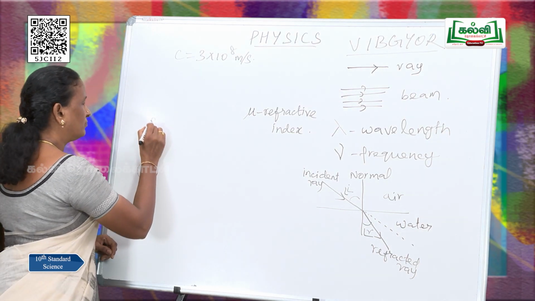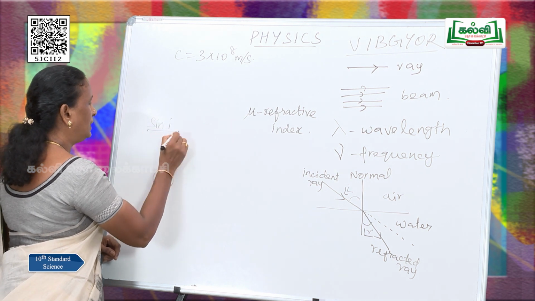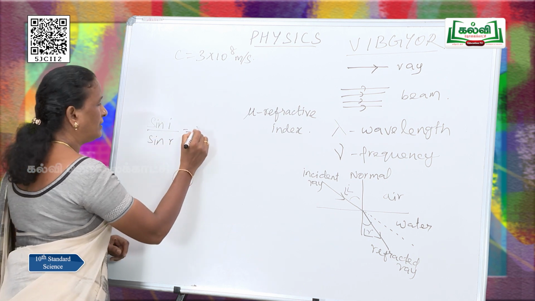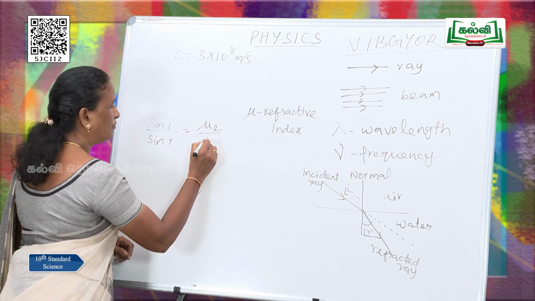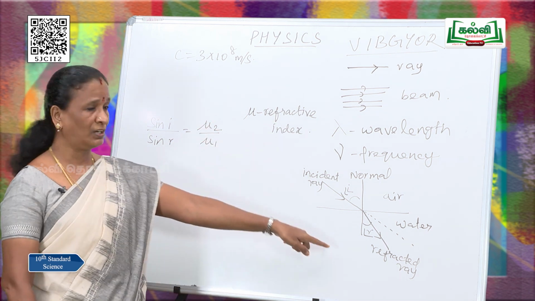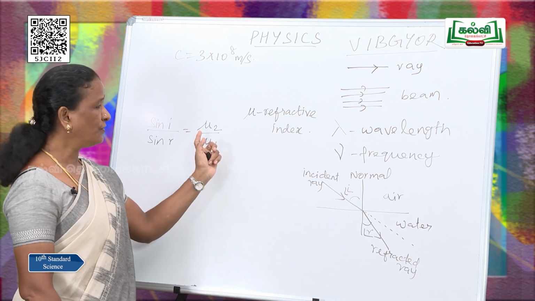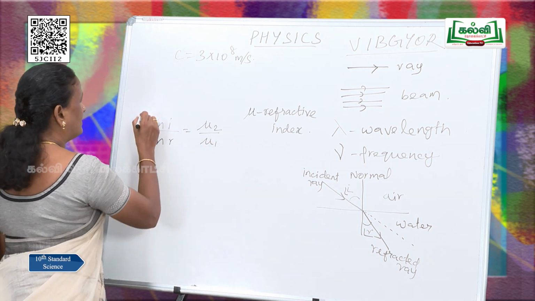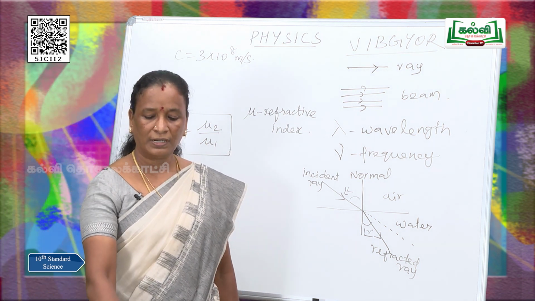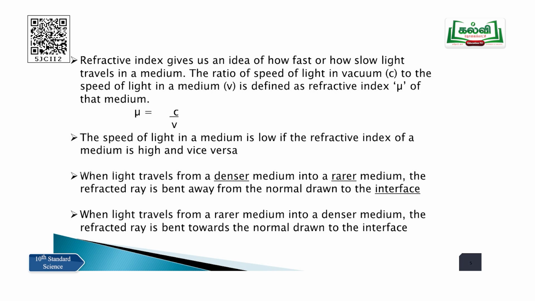Here, Snell's law. Immediately, what comes to your mind? Snell's law means sin i by sin r is equal to mu 2 by mu 1, the refractive index of the second medium to the refractive index of the first medium. So, this is called Snell's law. Okay. Next, we will see what Snell's law explains, and then what is meant by refractive index mu. What is meant by refractive index?